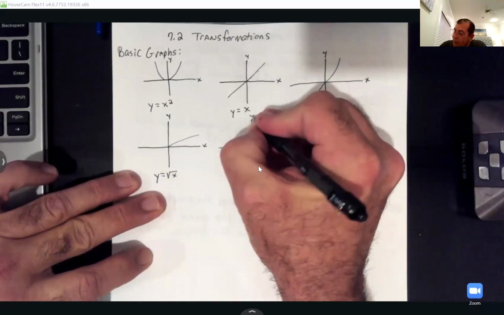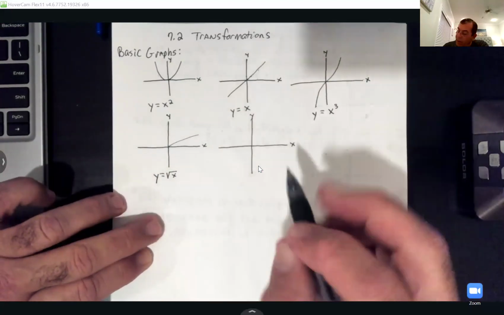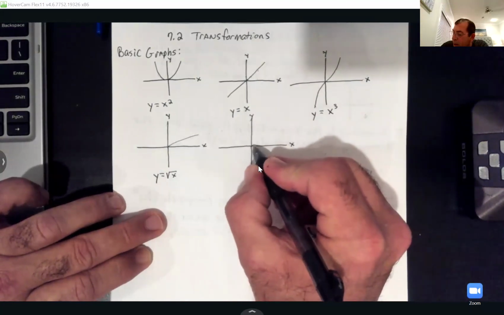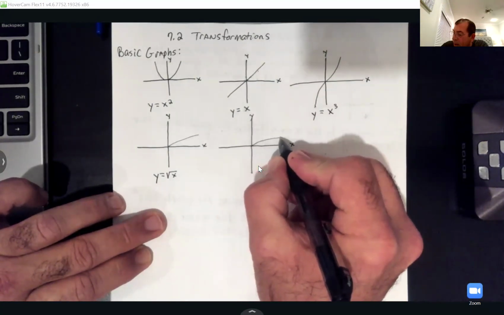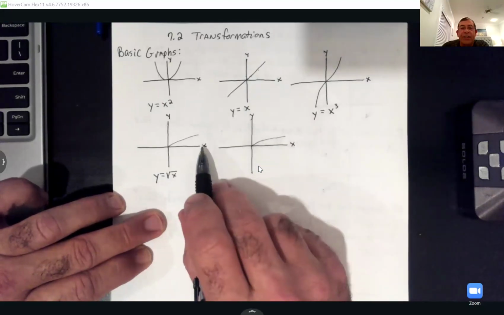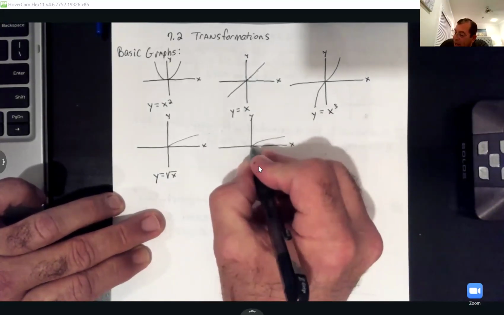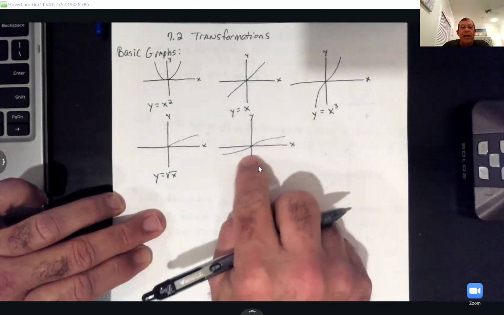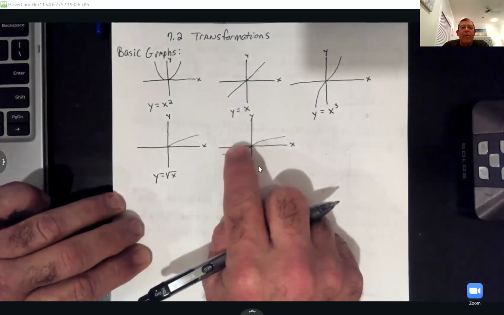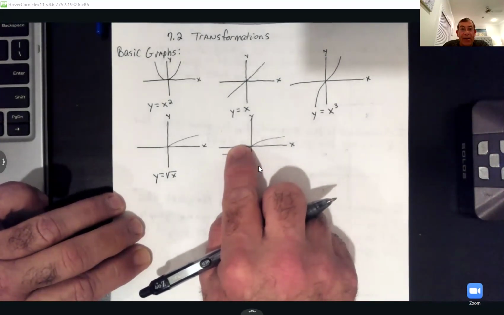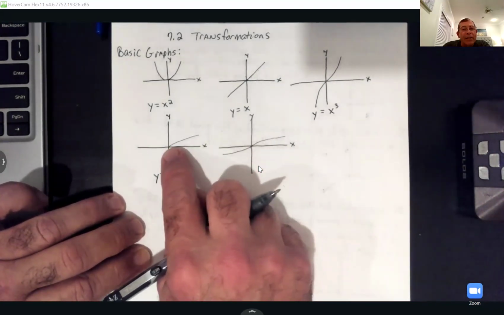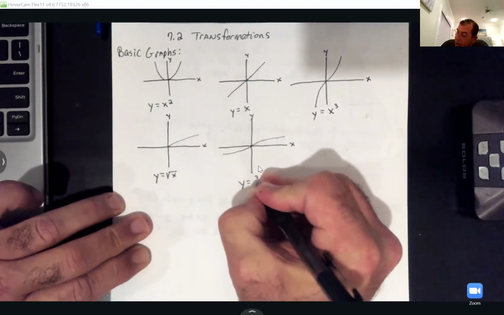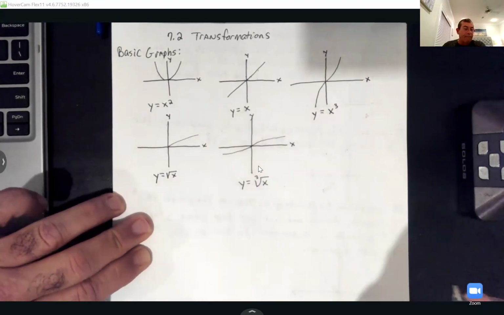All right, this one is a cube root. Now, cube root sort of looks to the right, like the square root, but it's not as steep. But you can take cube roots of negative numbers, so it'll shoot down to the left also. Remember, I can take cube roots of negatives, but I cannot take square roots of negatives, okay? So this is the cube root of x.